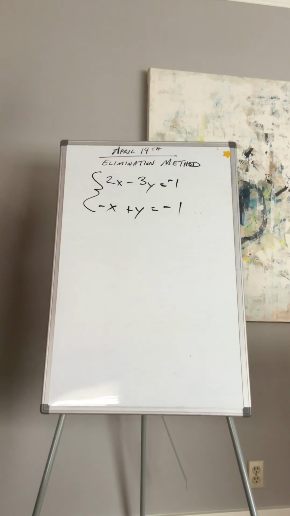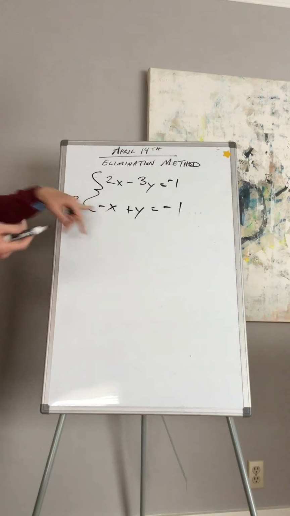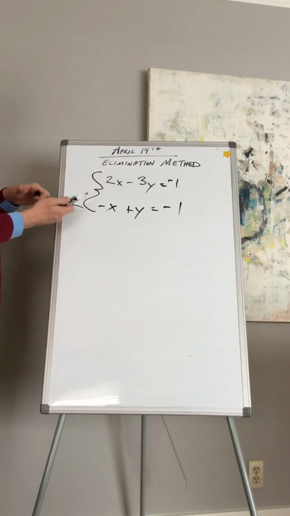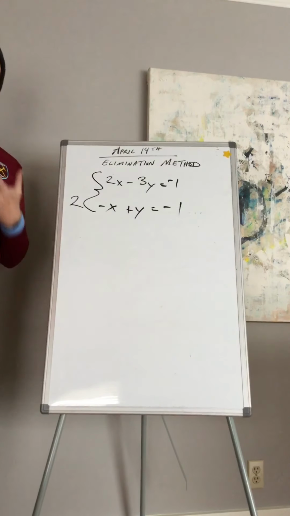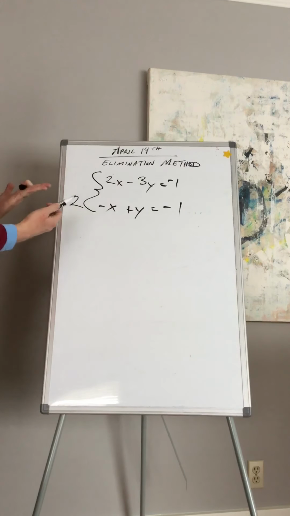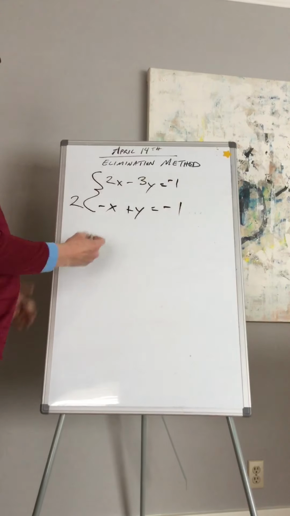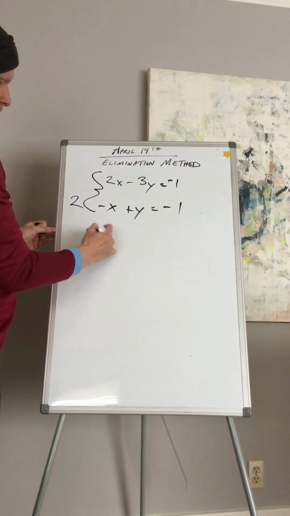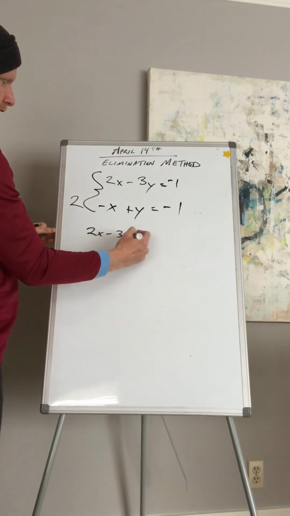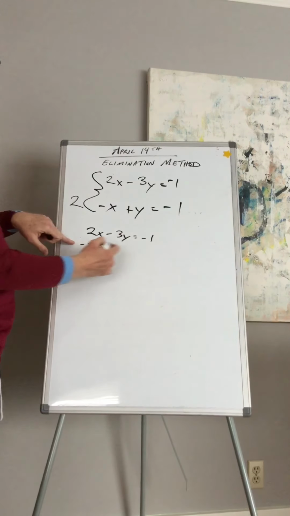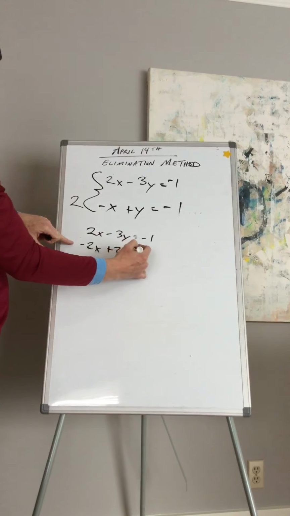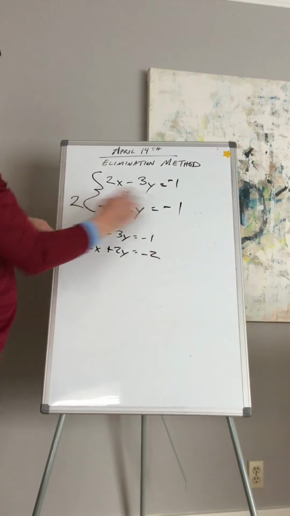So right away I see if I multiply this by 2, I would create a negative 2x there. I also could multiply it by 3, because it would give me a positive 3y there, which will eliminate. So sometimes there are multiple ways to do this. So we'll start with just 2. So if I multiply all this by 2, I'll keep the original one up here: 2x minus 3y equals negative 1. And now I have negative 2x, so I have my opposites, plus 2y equals negative 2.